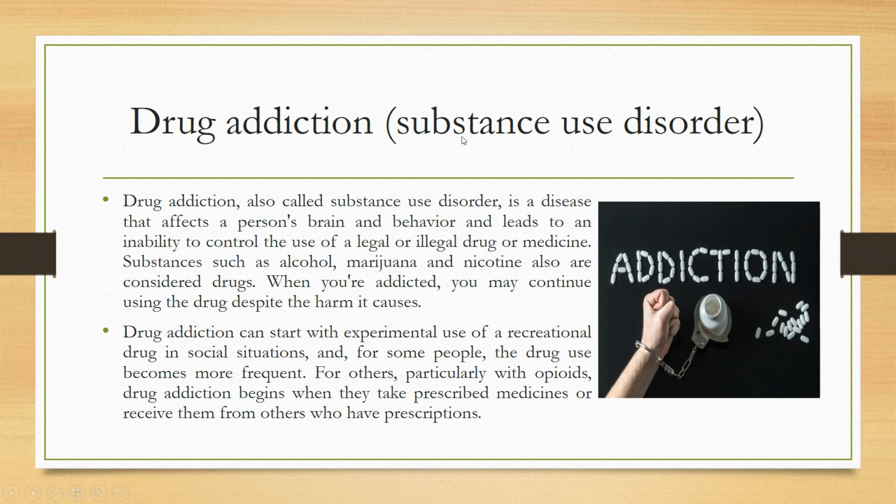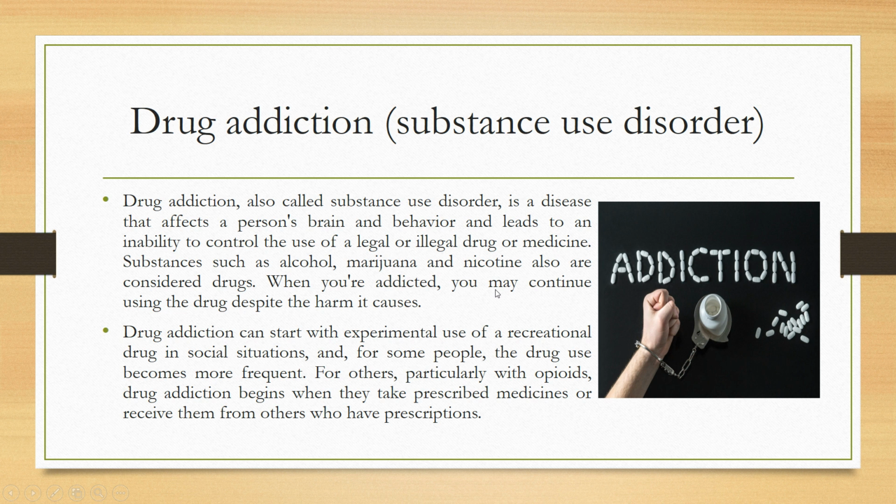The next is what is drug addiction. So before moving to the addiction of opioids, we will first discuss drug addiction. It is also known as substance use disorder. Drug addiction, also called substance use disorder, is a disease that affects a person's brain and behavior and leads to an inability to control the use of a legal or illegal drug or medicine. Substances such as alcohol, marijuana, nicotine are also considered drugs.